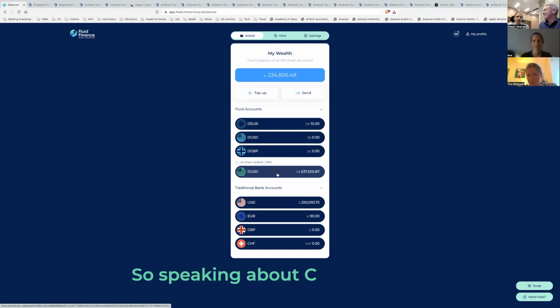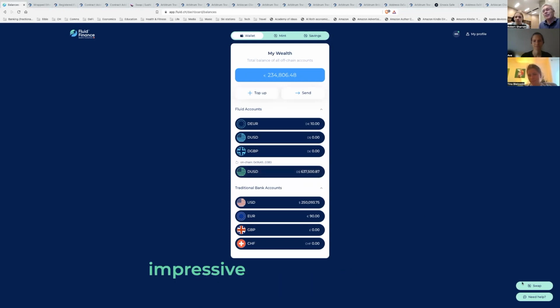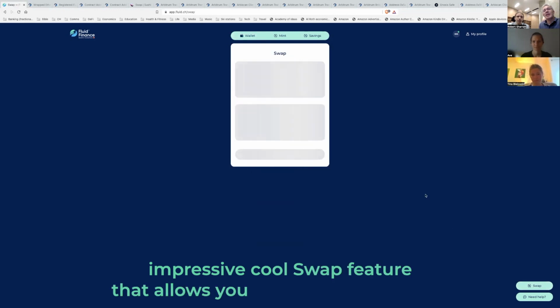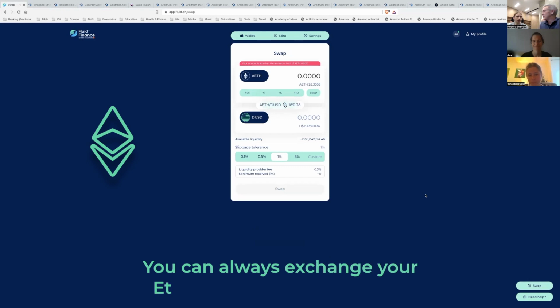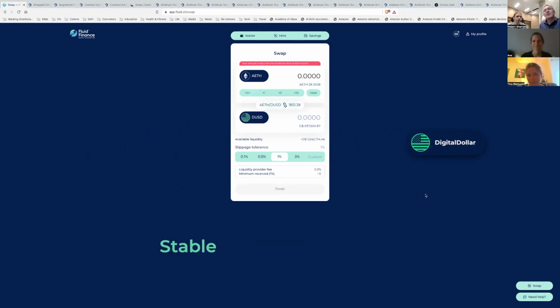So, speaking about the crypto world, we also have quite an impressive, cool swap feature that allows you to go from Ethereum. You can always exchange your Ethereum, if you have any, to stablecoin, to digital dollar. So, here's the flow.